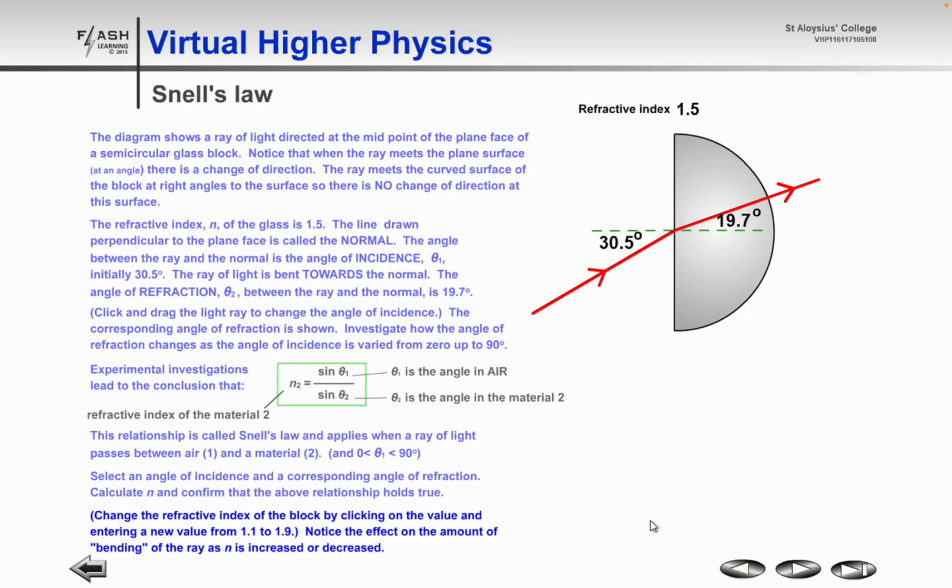And if we had different refractive indices, then the amount of bending will change. For the same value of θ1, you'll get different values of θ2. And basically a higher refractive index means you get a bigger change in direction, which means the angle of refraction will be even smaller.